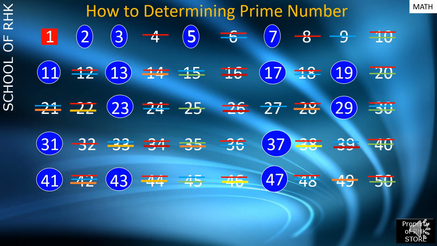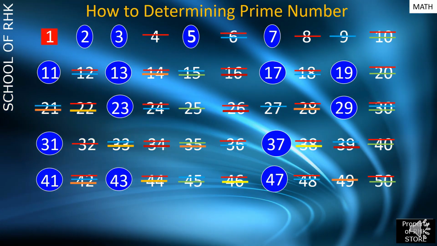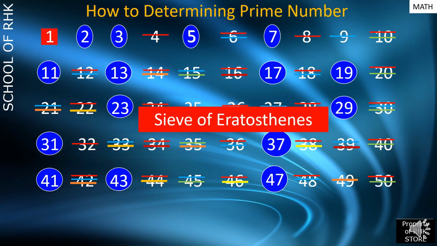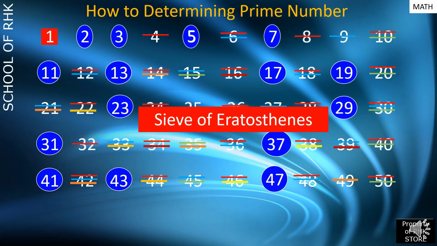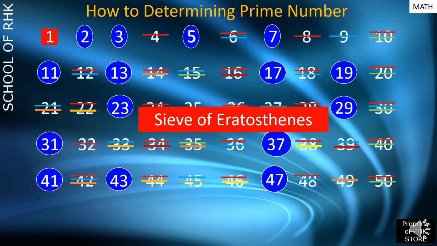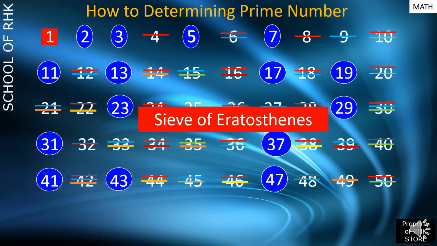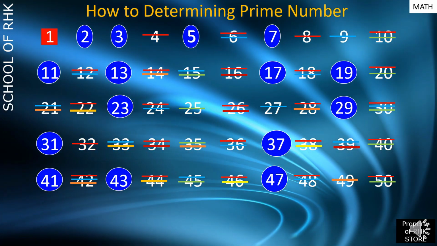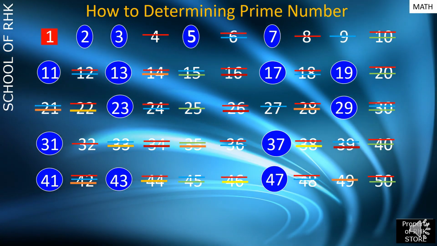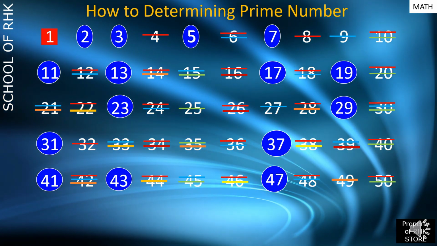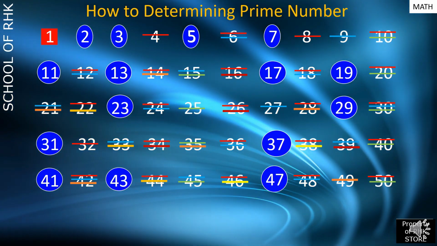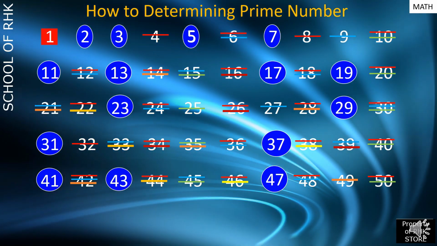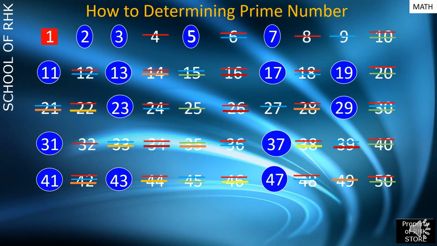Hopefully, the process of determining prime numbers using the sieve of Eratosthenes is clear to you. Practice makes a man perfect. In mathematics, achieving efficiency is only possible through practice: the more you practice, the more you learn.